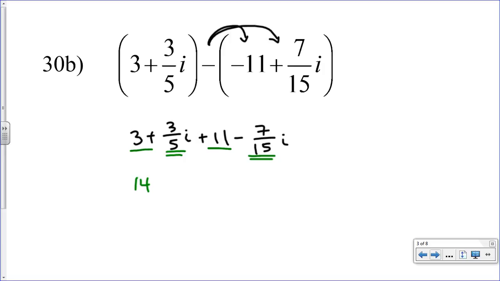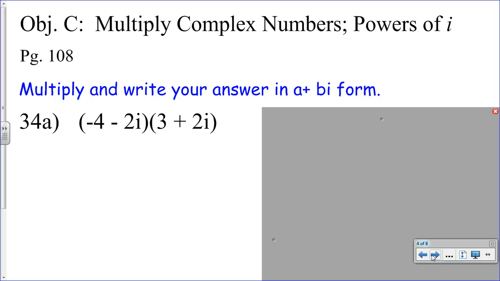Okay, if you're adding these, 3/5 is 9/15, right? 9/15 minus 7/15 is 2/15. So it's okay that you have a fraction in your answer too. Fractions, radicals. We just have to make sure it's written as a plus bi. Good. Questions about that? Okay. We're going to talk about multiplying now.